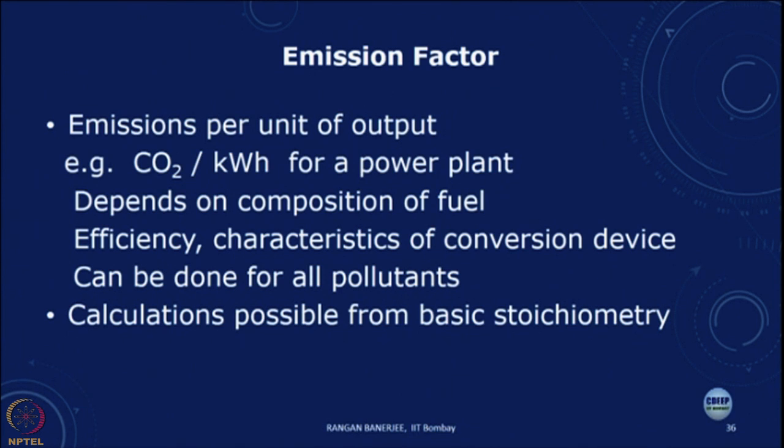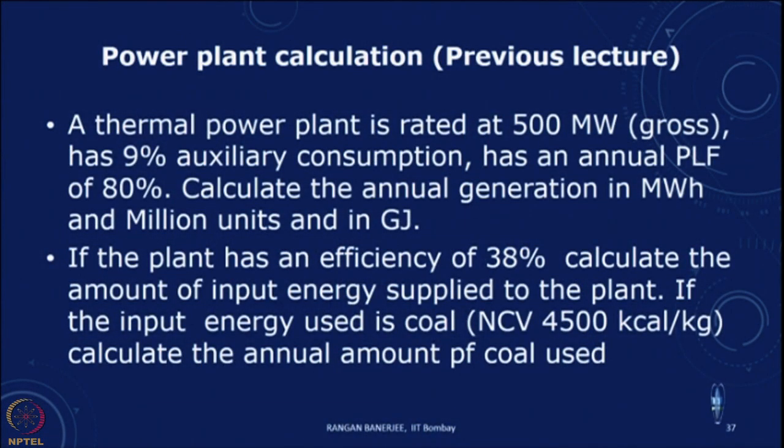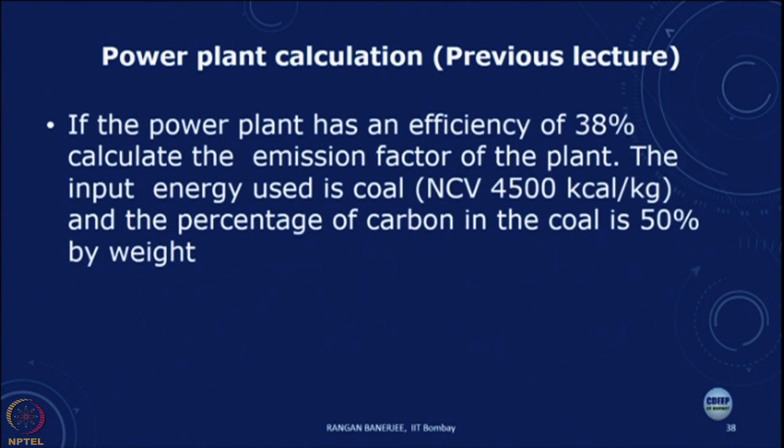So, we will take the same example that we took in the previous lecture, a thermal power plant rated at 500 megawatts and using coal, where we calculated how much coal and how much energy is used. Let us just recast that question. If this thermal power plant has an efficiency of 38%, calculate the emission factor of the plant.